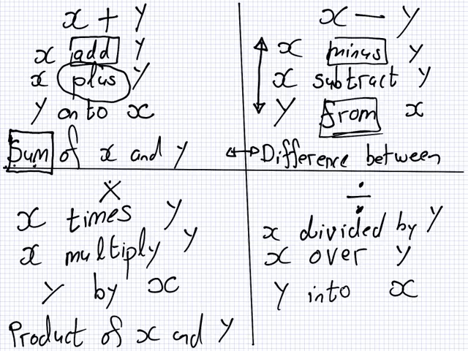And the last one is the hardest. It's the quotient. Quotient of x and y. Quotient, yeah. Q-U-O-T-I-E-N-T. Got that? Yeah.